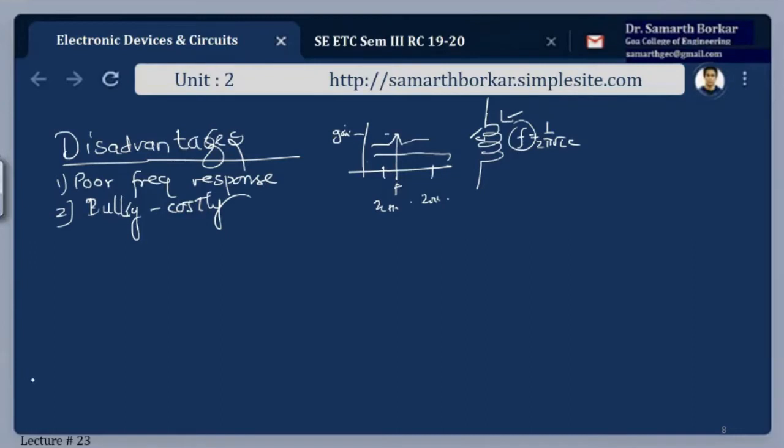The third is at radio frequencies, meaning at high frequencies, this phenomenon is observed. Inductance and the interwinding capacitance create a lot of problems. So this type of resonance is created at the radio frequencies, causing lots of problems.